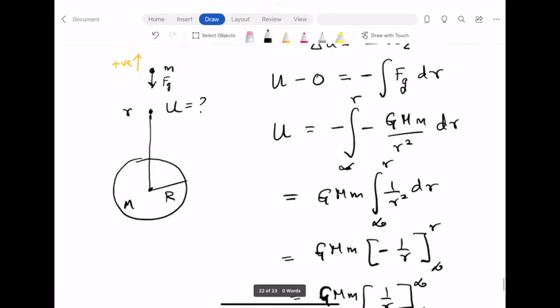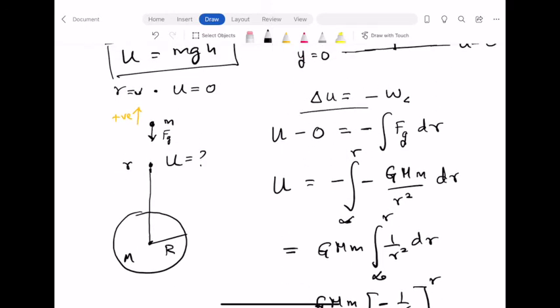So all that we did was we started with the same expression, delta U equals minus W_C. The only difference was calculating the work was a little more complicated because we did not assume that the gravitational force is constant.